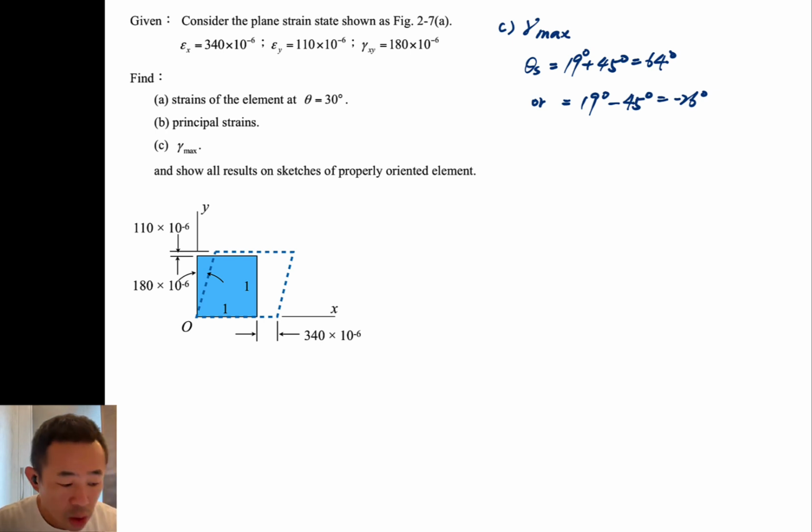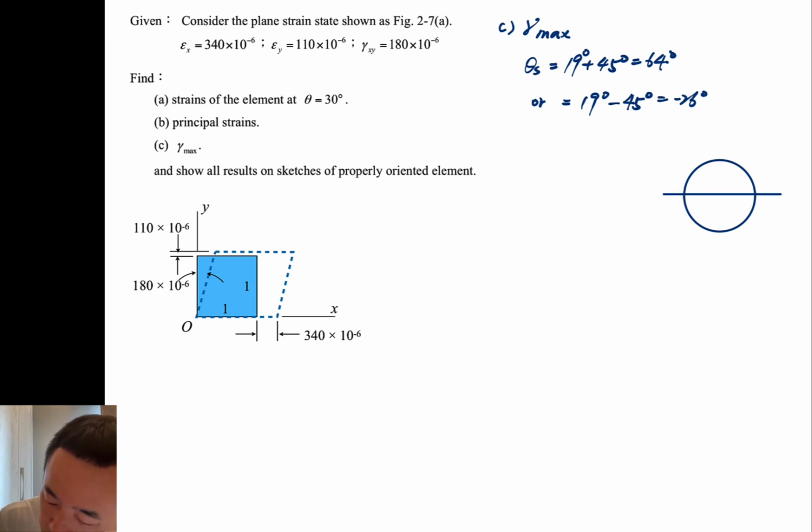So again, let's use the Mohr circle for plane strain quickly.